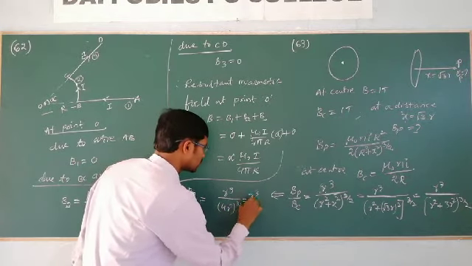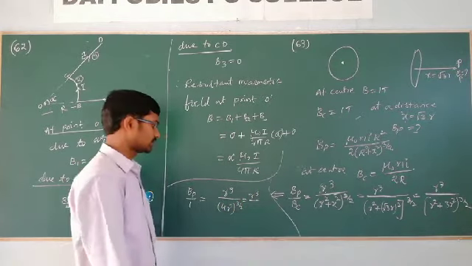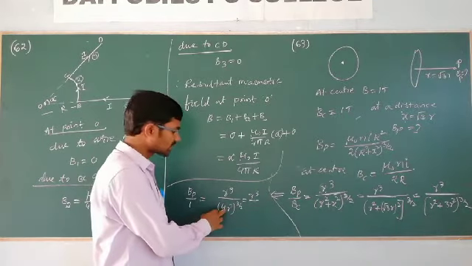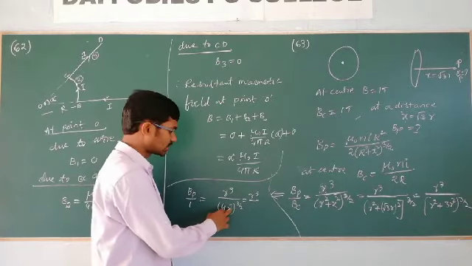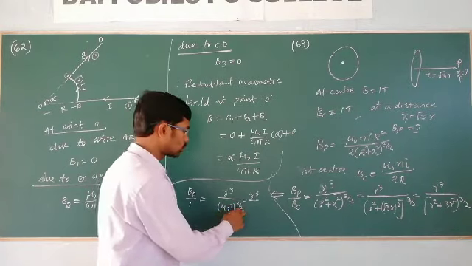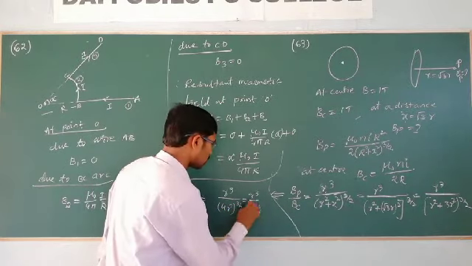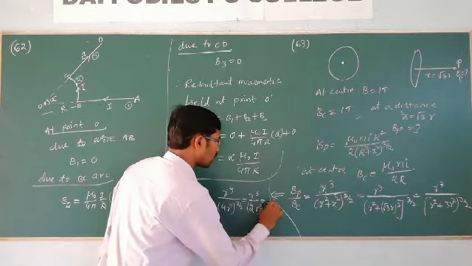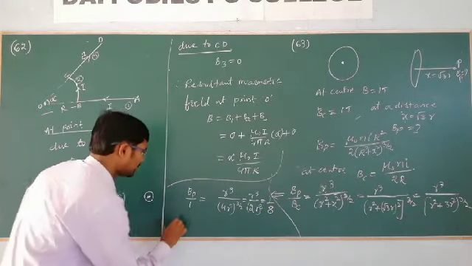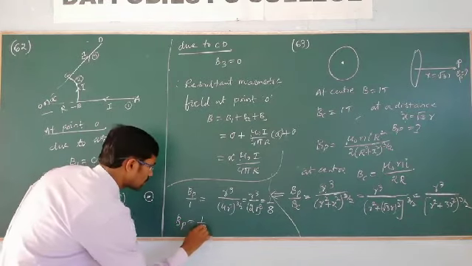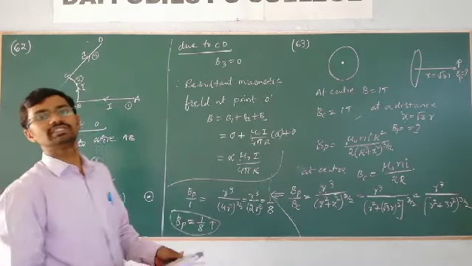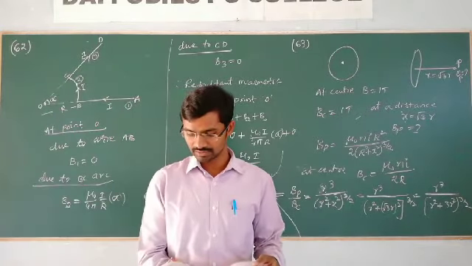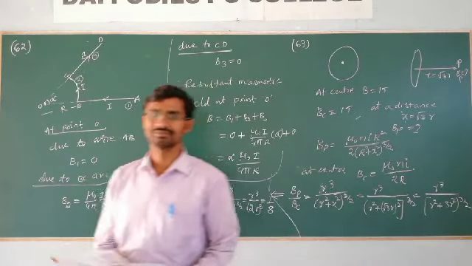That is equal to r cube by 4r square, which is 2r whole square, whole power 3 by 2, means the square and 3 by 2 cancel, and 2r whole cube. That is equal to 1 by 8. Then magnetic field at the point P is equal to what? 1 by 8 Tesla. 1 by 8 Tesla, which is what option you get? First option is correct.